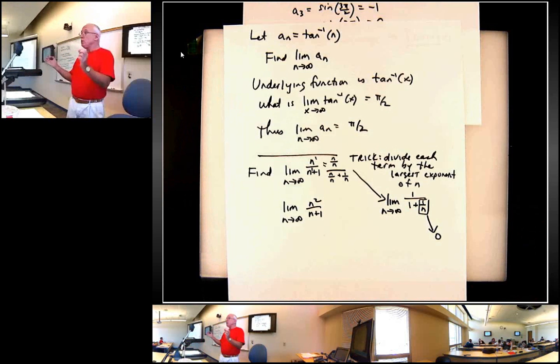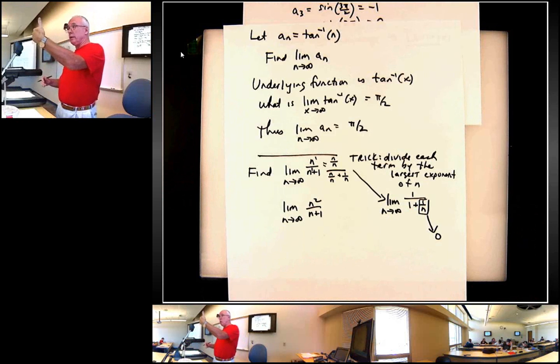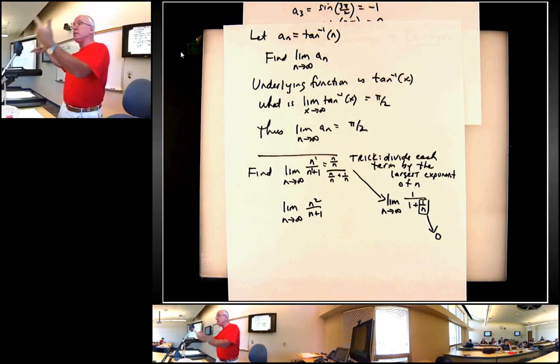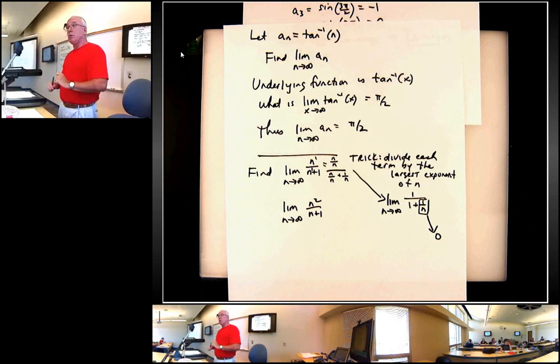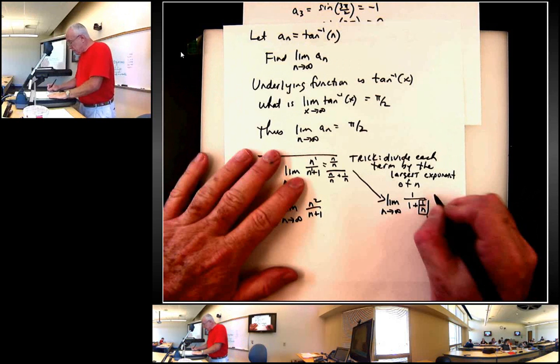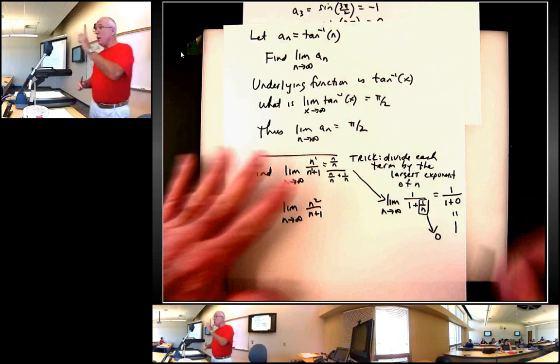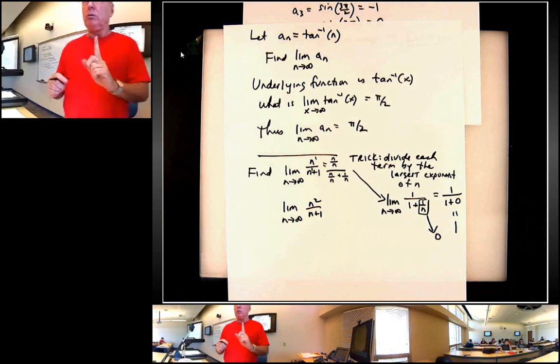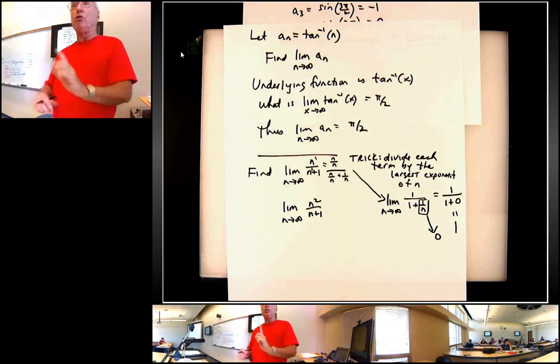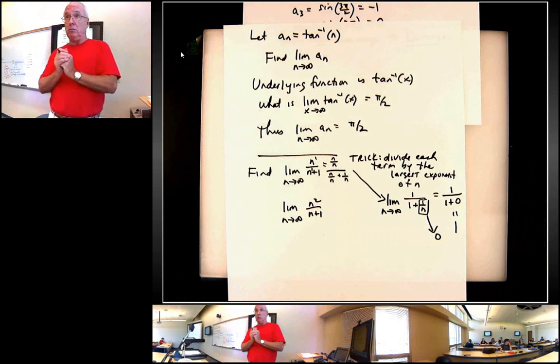But that's not the only thing we have in our expression. The top is strictly the number 1. On the bottom, we have the number 1 plus this expression that goes to 0. So basically, this limit is going to be 1 over 1 plus 0, which is equal to 1. That's going to be our limit. All right, part of it goes to 0, but not the whole thing.